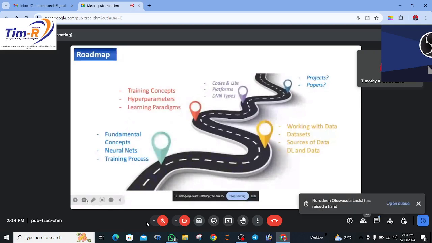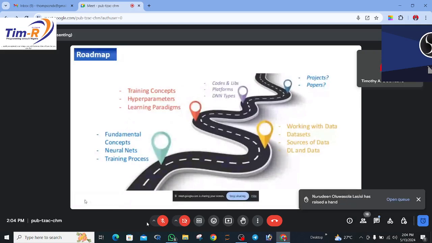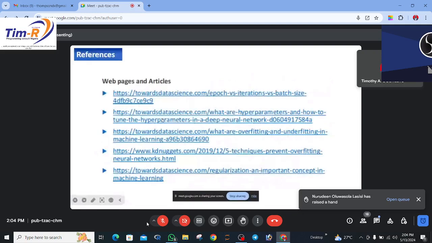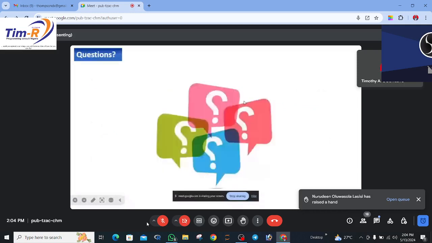So these are some references where we can get to understand things that have to do with epochs, iterations, hyperparameters, everything we talked about today, overfitting, underfitting. Do we have any questions? Otherwise, let's call it a day.